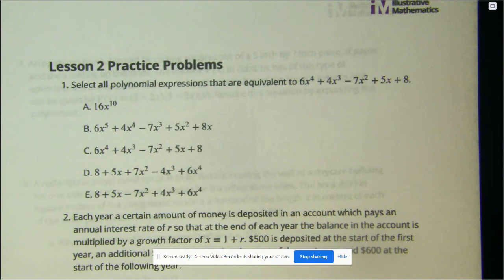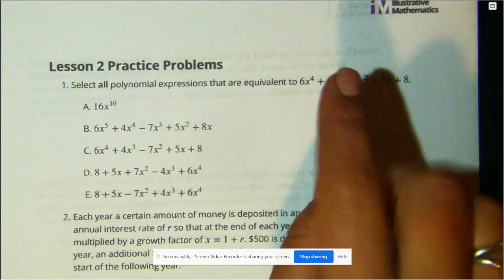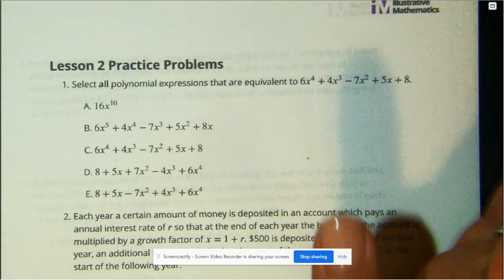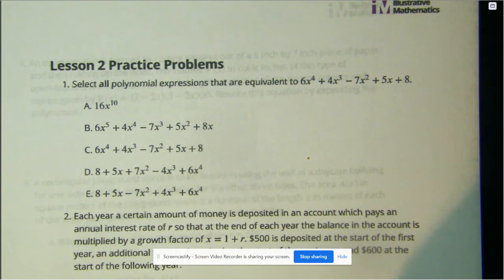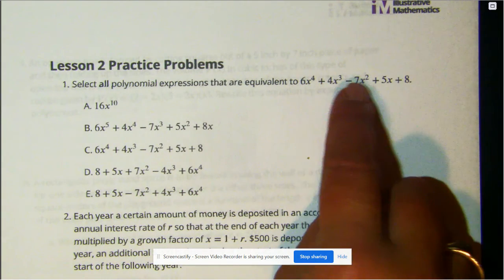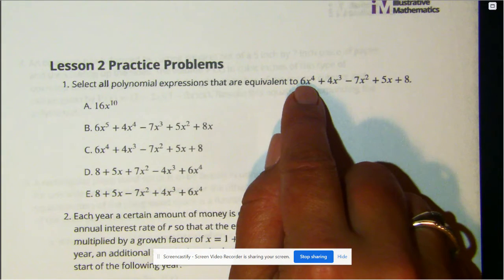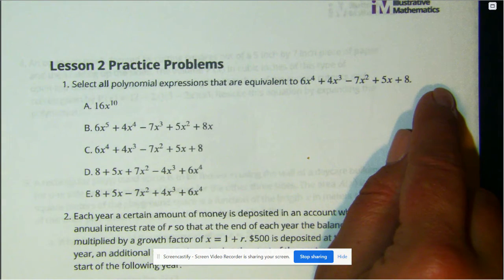Number 1 says select all polynomial expressions that are equivalent to 6x to the fourth plus 4x to the third minus 7x squared plus 5x plus 8. So when terms are being added together, it doesn't matter what order you add things in. And we do want to remember our power properties. We could never add these all together to make something like that. You can only add x to the fourth with another x to the fourth.